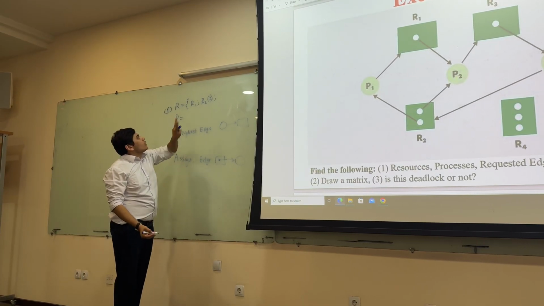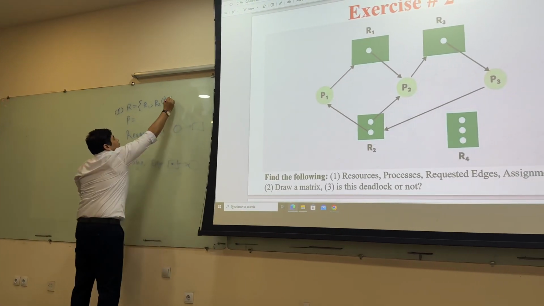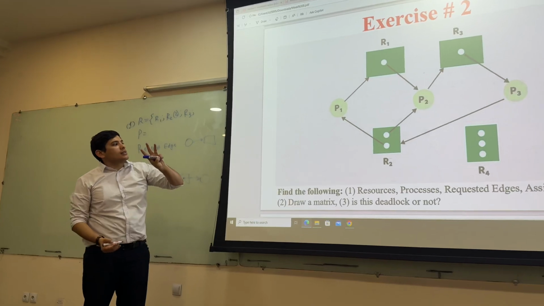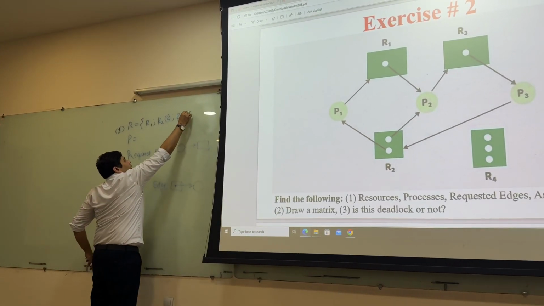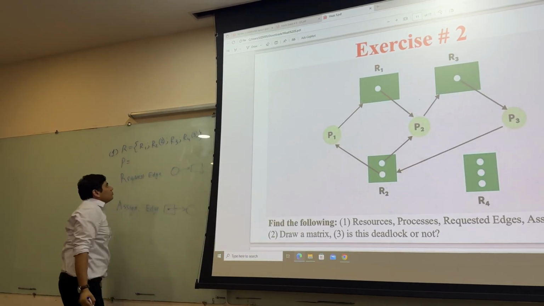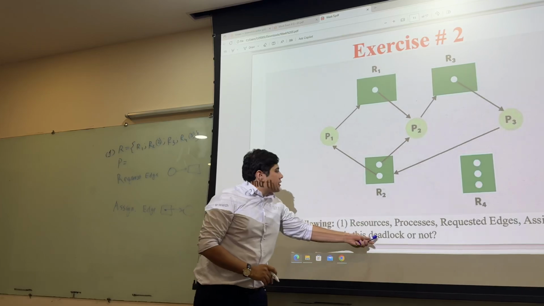From the second resource we have 2. R3 we have only 1. The next one is R4. How many? We have R4 3 times. So we finished this one. Next is going to be the process.